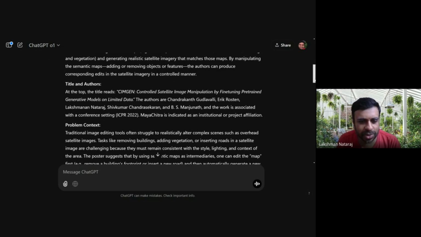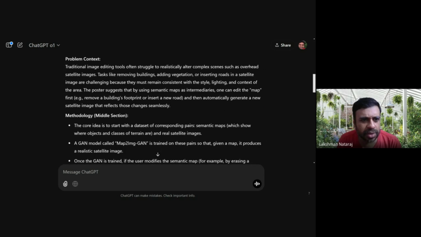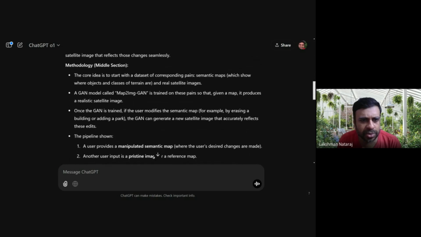I was also fortunate to be part of this work. This was funded by the National Geospatial-Intelligence Agency. And then it describes the problem context. That is pretty good. Then it says what the method is.